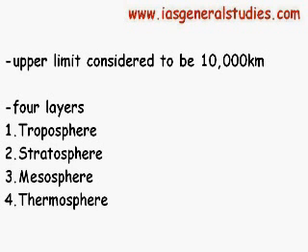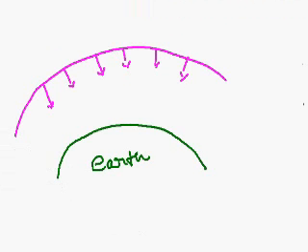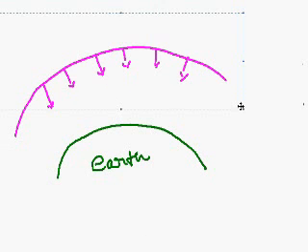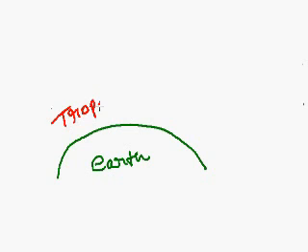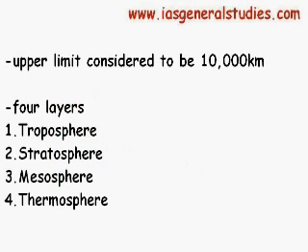Okay, there are 4 layers in the atmosphere. The first layer is troposphere, then we have stratosphere, then we have mesosphere, and then we have thermosphere. So we'll see all the 4 layers in the diagram now. Here we have a Earth, and we just now saw there are 4 layers. So just we'll put the layer. The first layer is nothing but the troposphere. So just memorize now itself. Troposphere, then stratosphere.